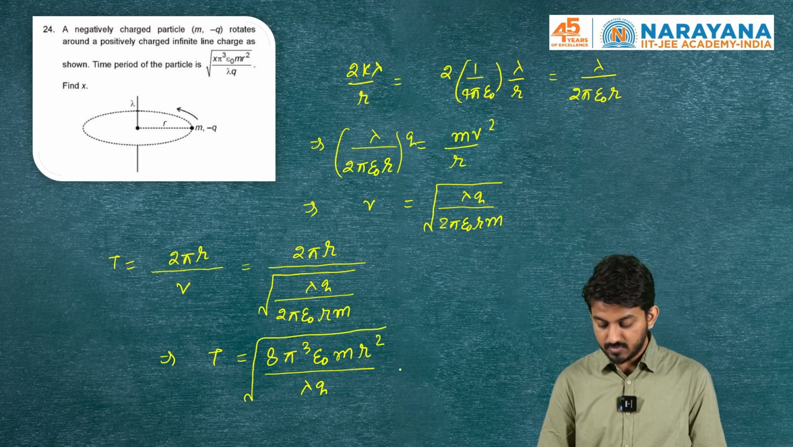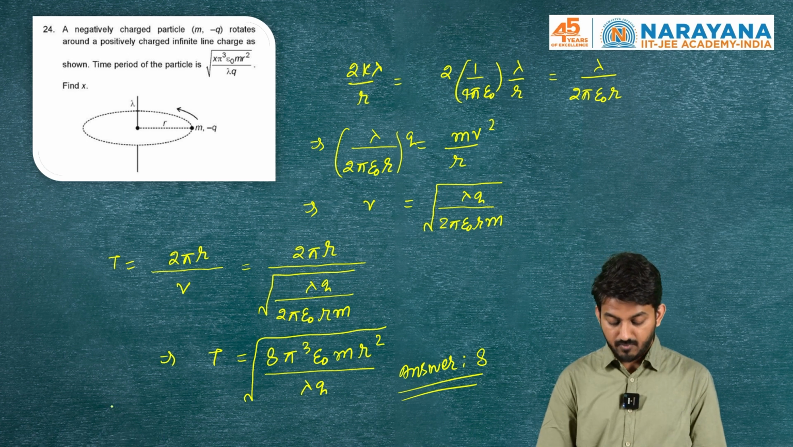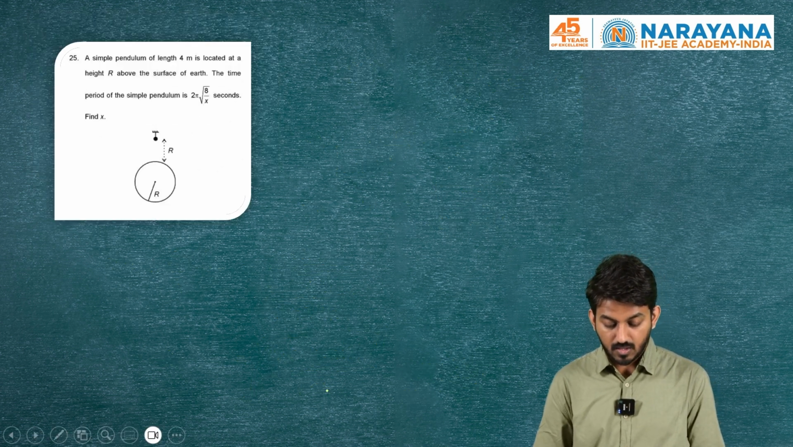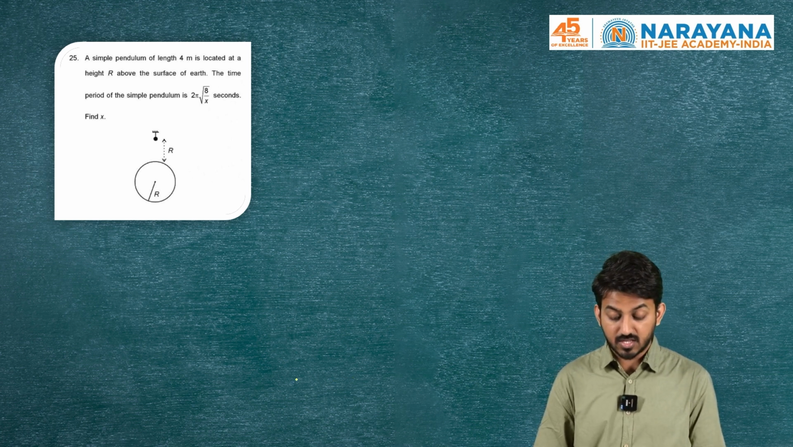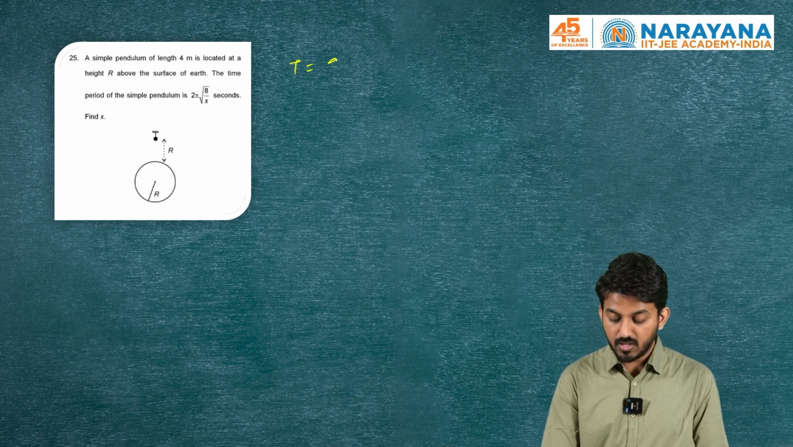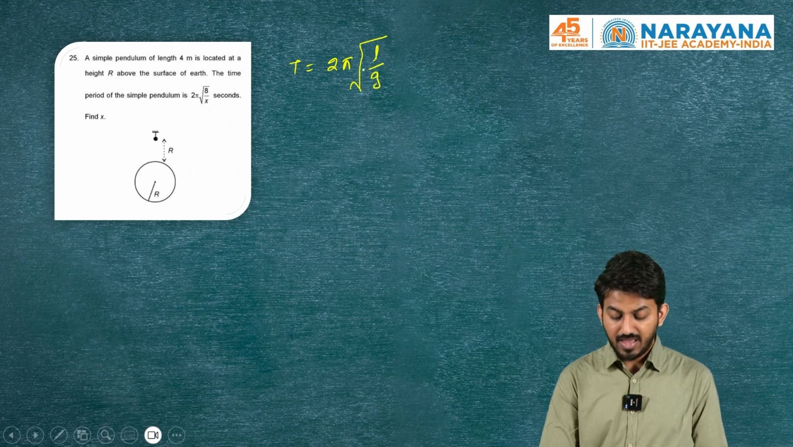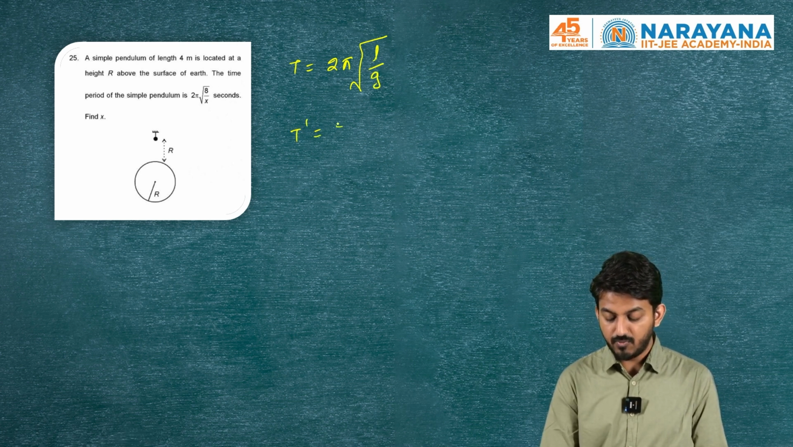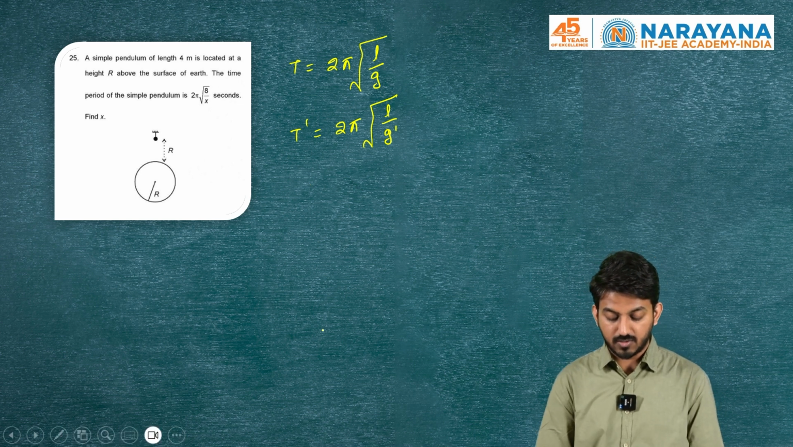So our answer being 8. Moving on, we have a simple pendulum, and it is at a distance much larger than the surface. So the time period of a simple pendulum is 2 pi root over L by g. In this case, we have to write down some T prime, which is going to be 2 pi root over L by g prime, the g value at that location.